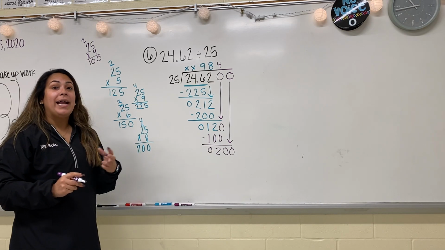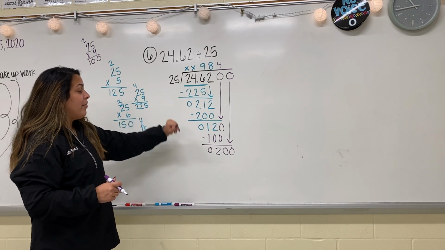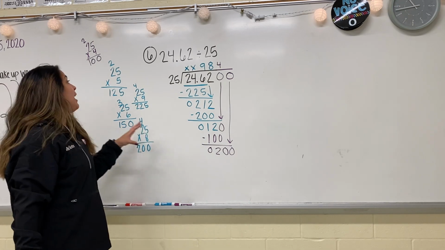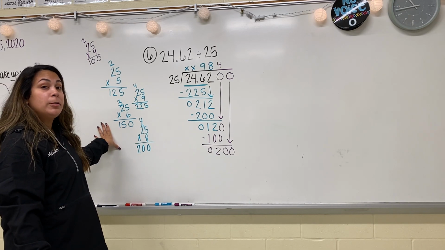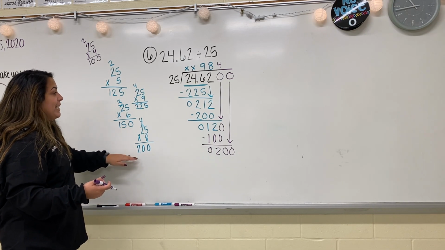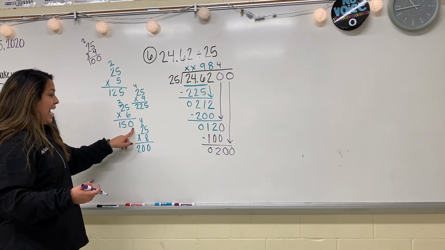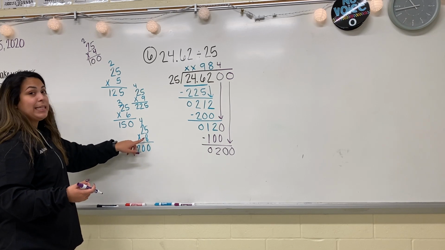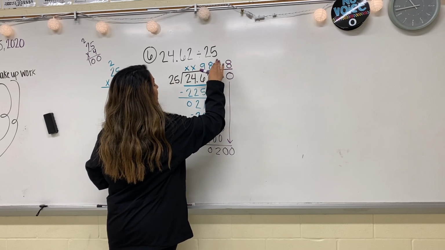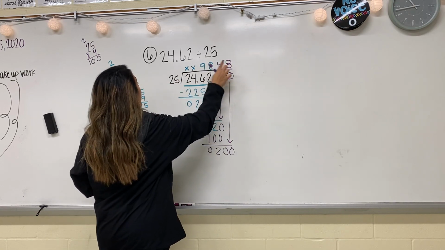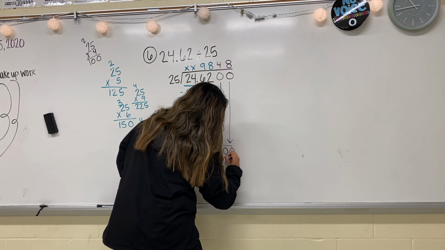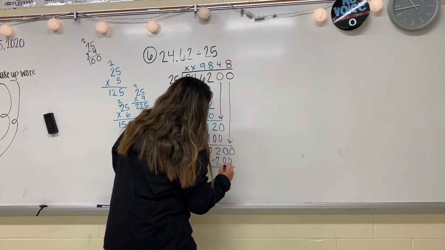And so now I need to see how many times 25 can go into 200. Well, luckily for me, I did scratch work, as y'all probably should too, to make your life easier. And I see here that 25 can go into 200 8 times. So we're going to write 8 on the top. 8 times 25 is 200. Subtract, and I get 0.